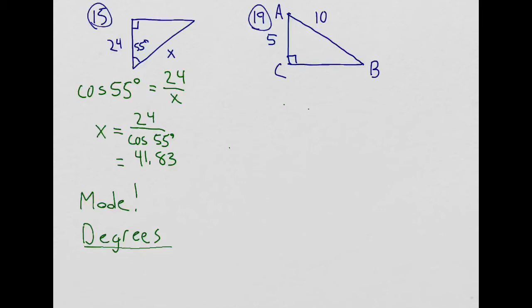Okay. Now 19. Okay, 19 asks you to find all the missing values. Okay, so that means we got to find. They give you B and C. And you have to find the missing angles and sides. Okay, so what that means is, well, you got to find the side right here, side A, and you got to find angle A and angle B too. Looks like we know C. We know C is the right angle. So there's three things we need to find here.